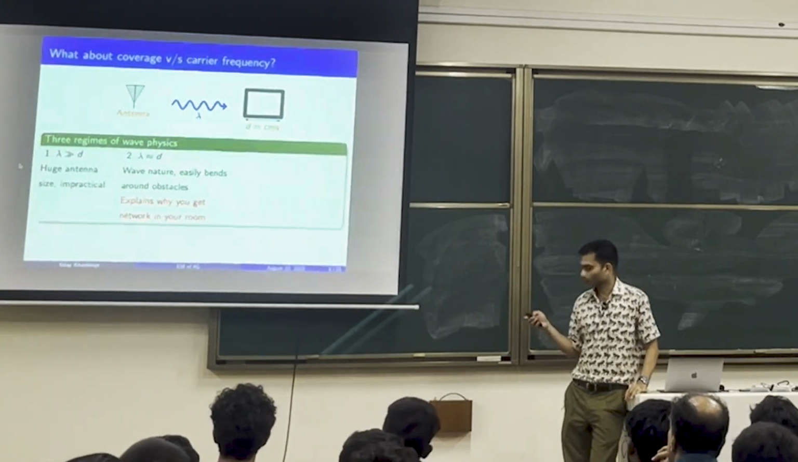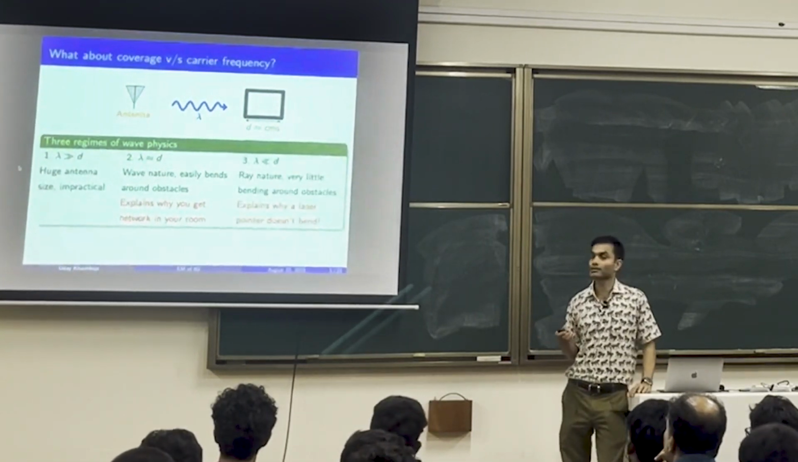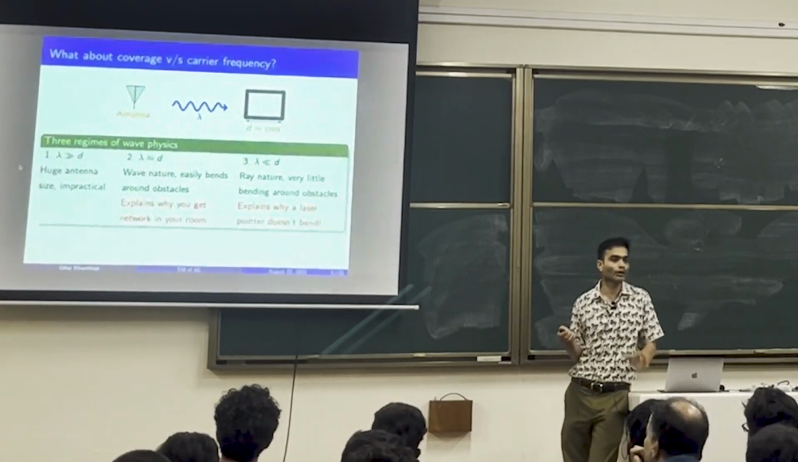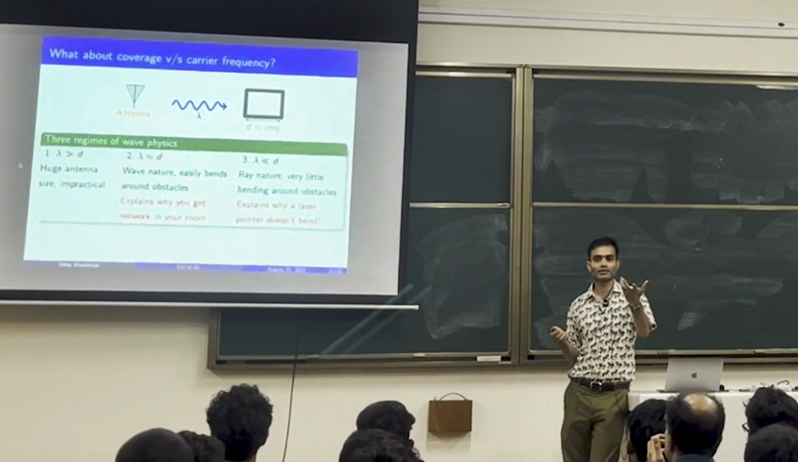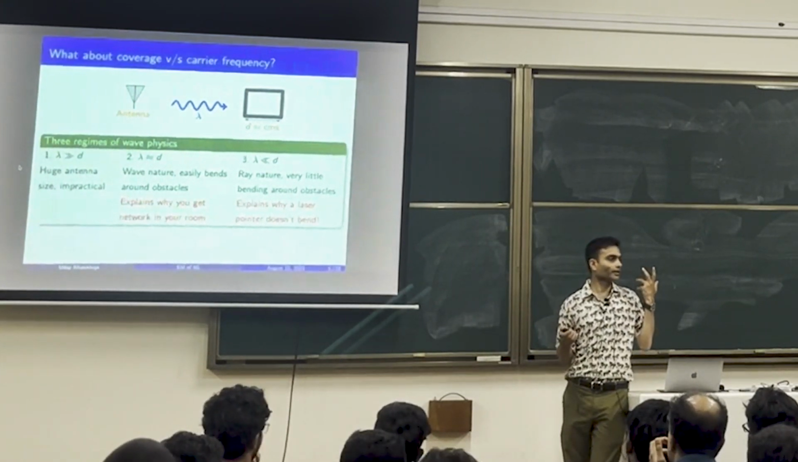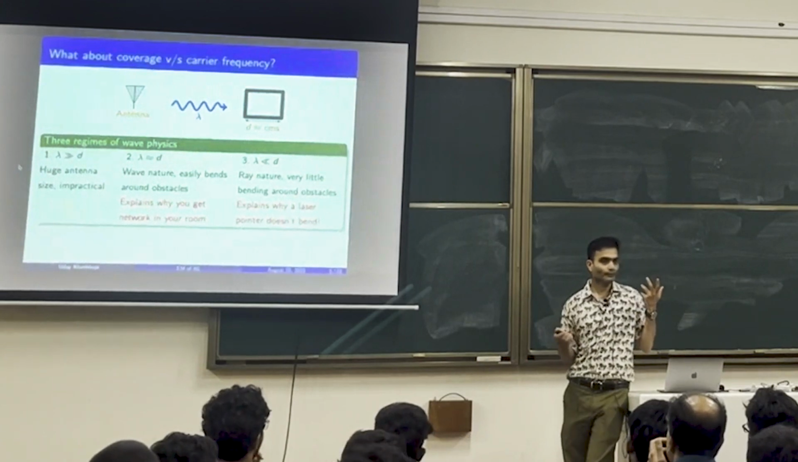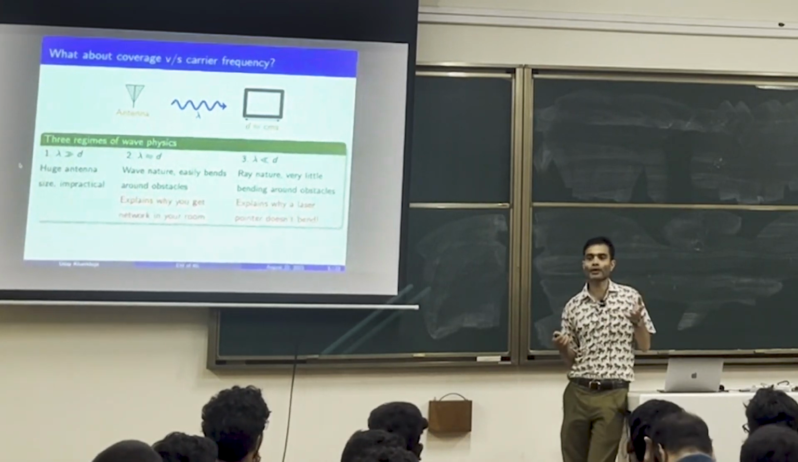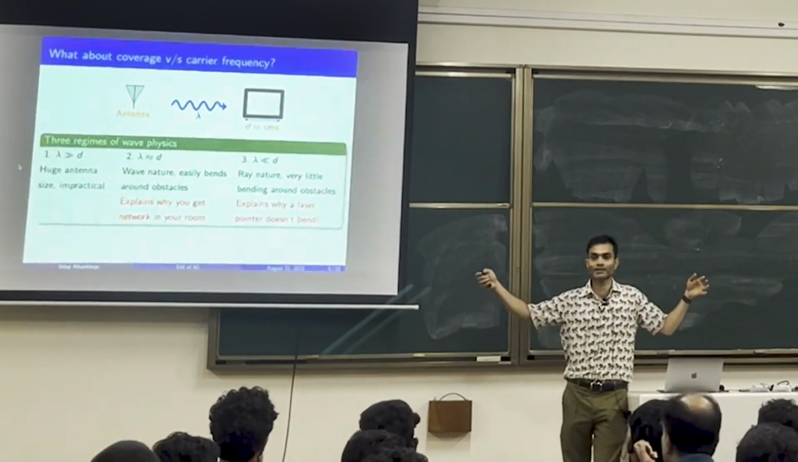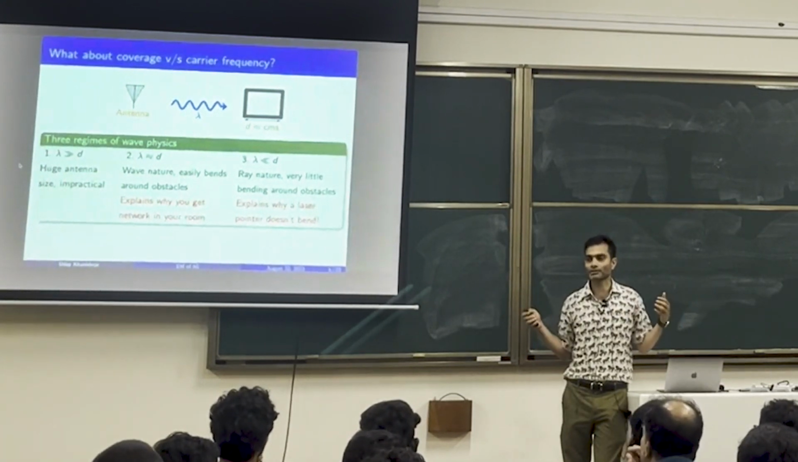Okay. The third regime is the other end, where the wavelength is much smaller than the obstacle size. This is optics, right? The visible range of frequencies is what? Wavelength is 400 nanometers to 700 nanometers, right? Nanometers. Size of objects, centimeters. There is no comparison between this.